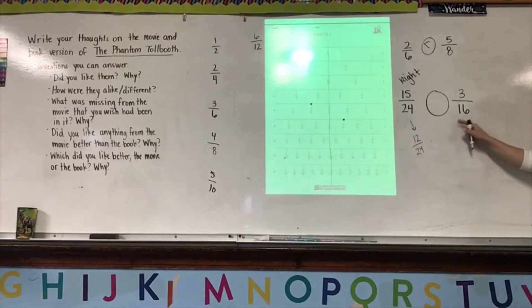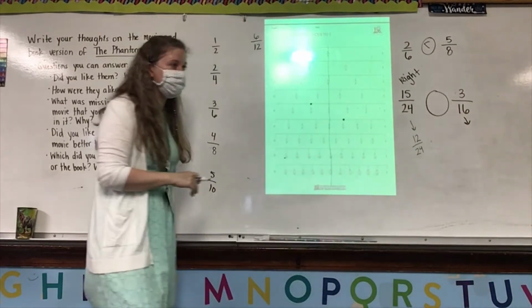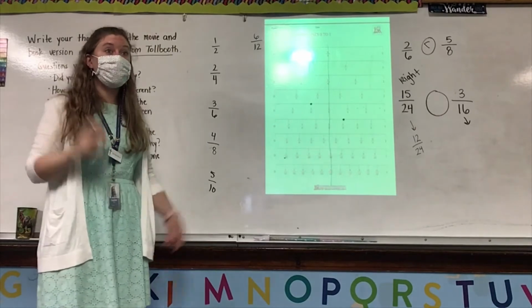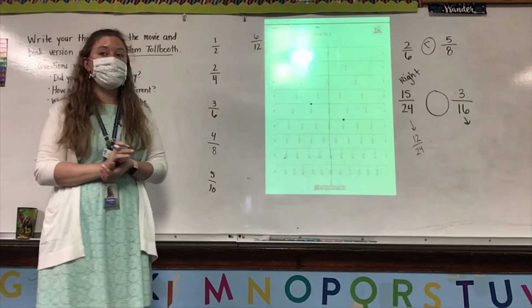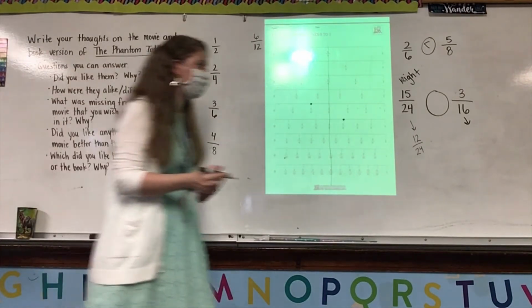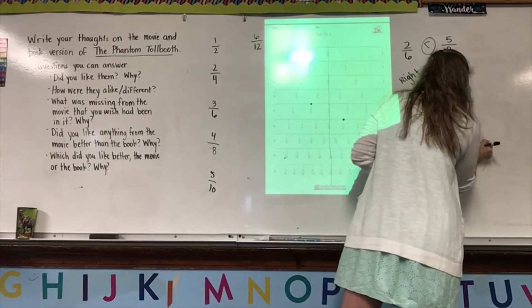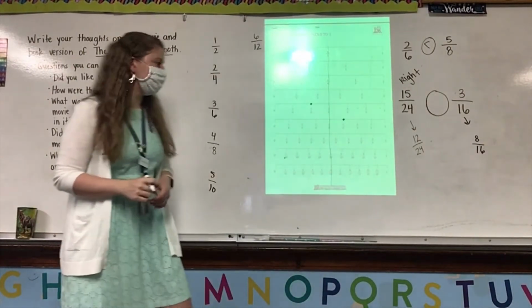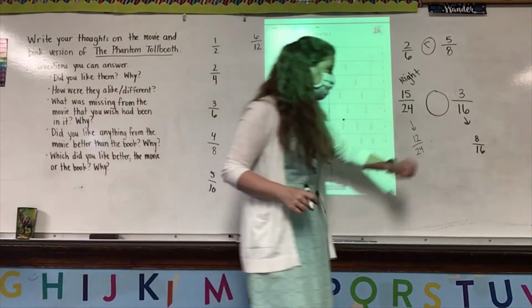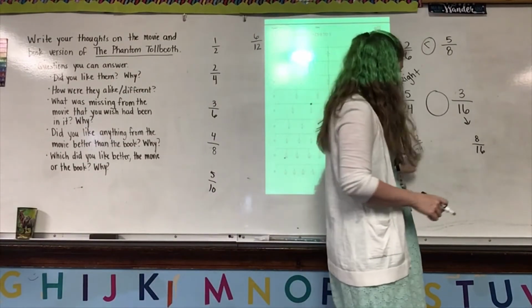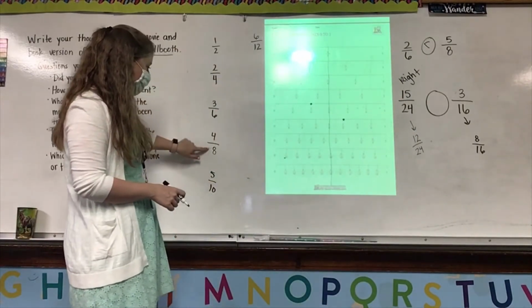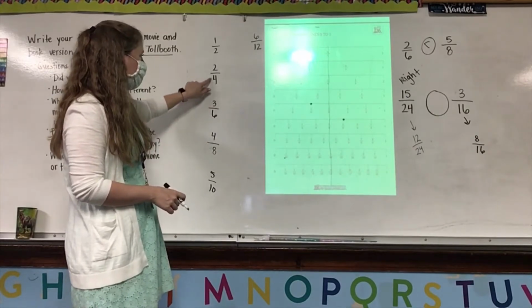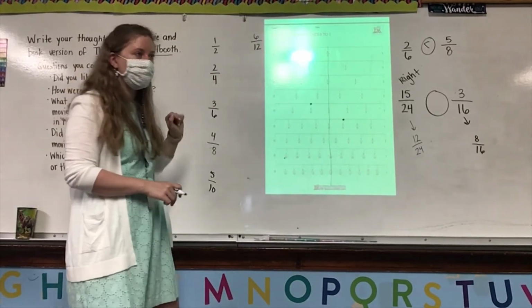What would be an equivalent fraction to half with 16 as a denominator? It's following the same patterns. What is 1/2 of 16? 16 divided by 2 is what? Aaron? 8. So 8/16 is equivalent to 1/2 because 16 divided by 2 is 8. Just like 24 divided by 2 is 12, 12 divided by 2 is 6, 10 divided by 2 is 5, 8 divided by 2 is 4, 6 divided by 2 is 3, 4 divided by 2 is 2, and 2 divided by 2 is 1.